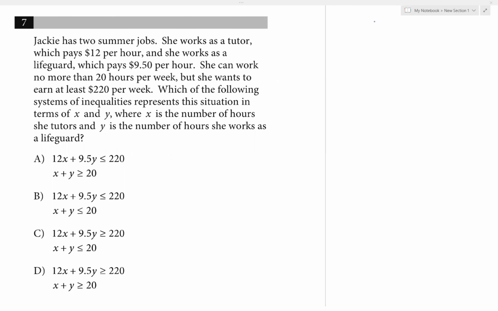Okay, question 7. Jackie has 2 summer jobs. She works as a tutor, which pays $12 per hour, and she works as a lifeguard, which pays $9.50 per hour. She can work no more than 20 hours per week, but she wants to earn at least $220 per week. Which of the following system of inequality represent this situation in terms of X and Y, where X is the number of hours she tutors and Y is the number of hours she works as a lifeguard?